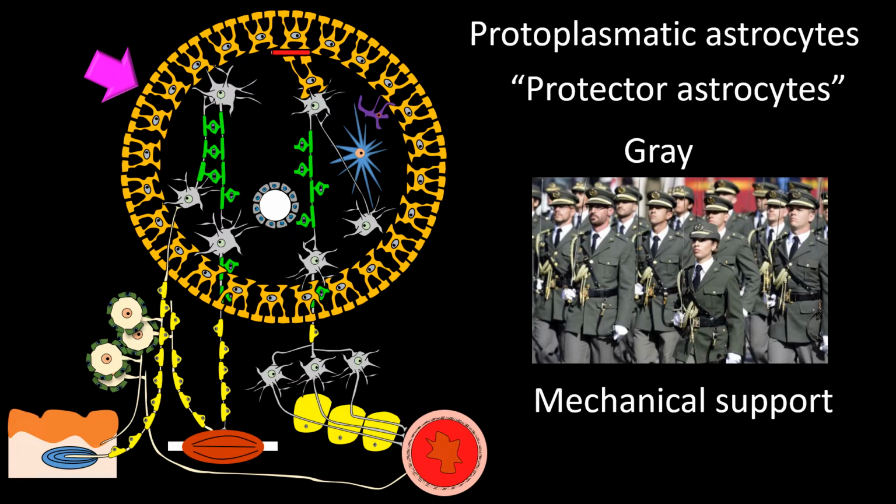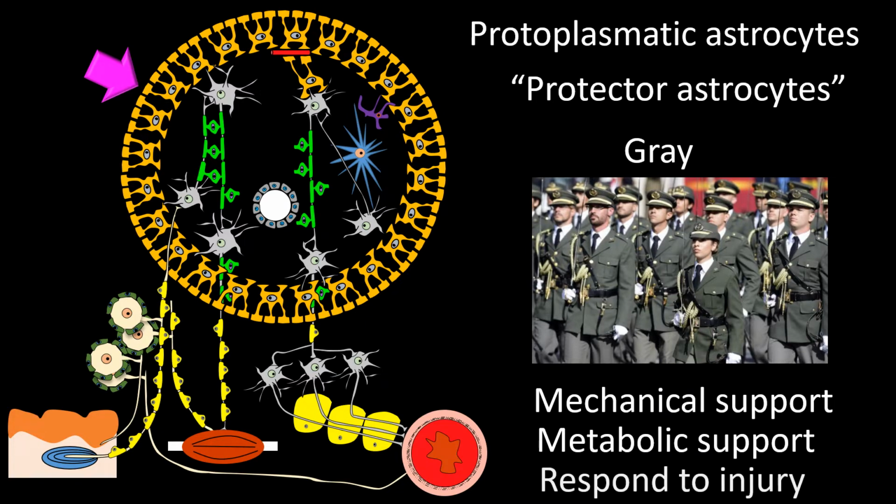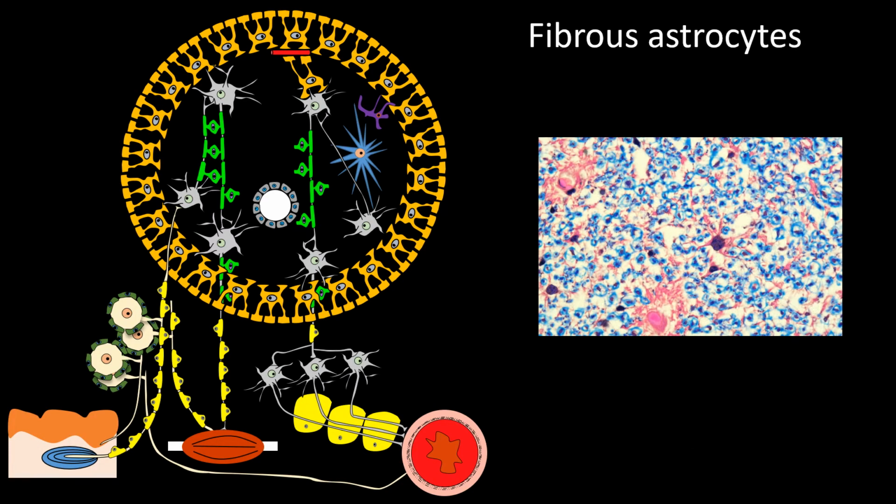Protoplasmic astrocytes offer mechanical support, metabolic support to neurons, and in addition they respond to injury, leading to the formation of scars. Next we have the fibrillary astrocytes. They live in the white matter.